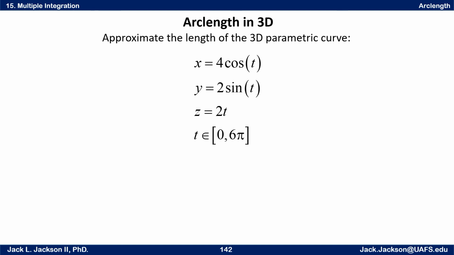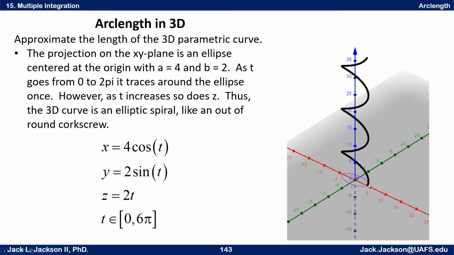So it's going around that cylinder. But as we go around it once from 0 to 2 pi, and then again from 2 pi to 4 pi and so forth, the z is not staying the same. It's actually getting higher and higher up the cylinder as we go along. So here's what we see. Here's your ellipse down here. If you made a cylinder coming up, it would come up in there, and it's going around that cylinder as we go up this curve. So it's an elliptical spiral. It's a lot like an out of round corkscrew.